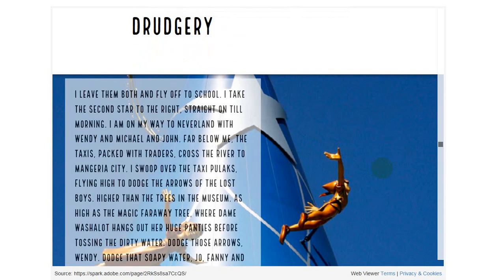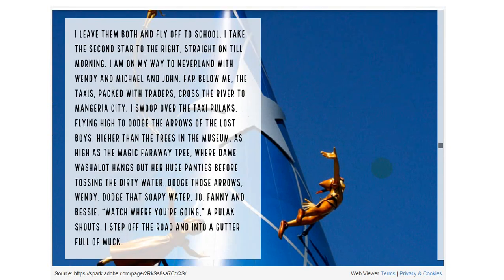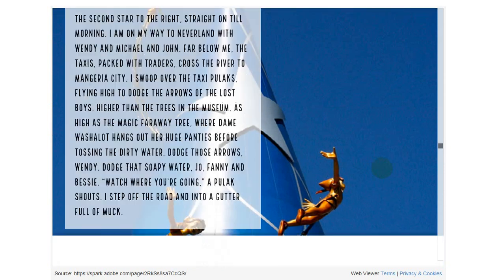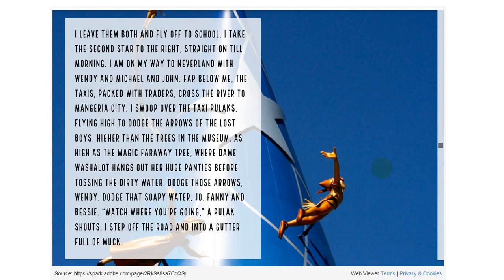And then the novel starts to talk a bit about her life as a drudge, and we get more fascinating insights into what she thinks and how she feels and how intelligent she is, and more references to the books that she's read. She says, "I leave them both and fly off to school.